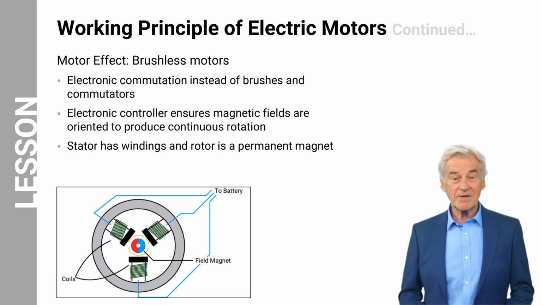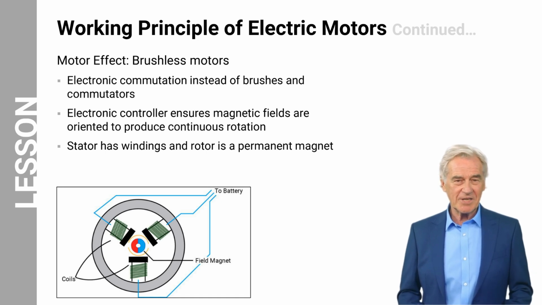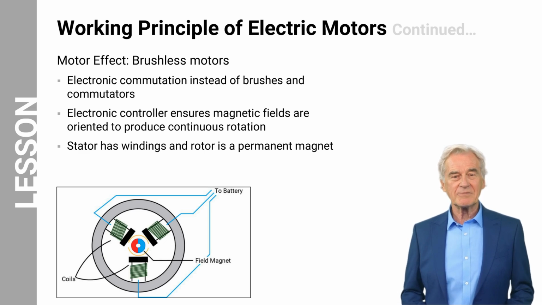In brushless motors, the motor effect is achieved through electronic commutation rather than using brushes and commutators. An electronic controller in this system ensures that the magnetic fields are consistently oriented to produce continuous rotation. The physical structure of a brushless motor differs from its brushed counterpart, with the stator containing the windings or electromagnets and the rotor consisting of permanent magnets.